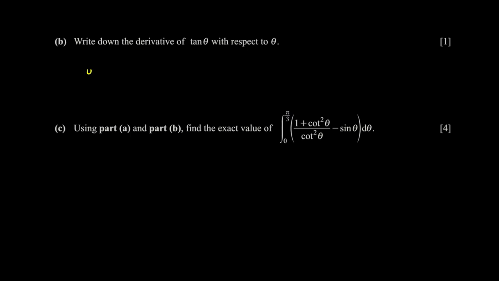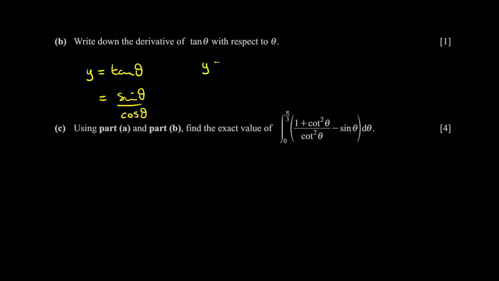Okay, well, hopefully you should know that if y is equal to tan theta, then the derivative y prime will be equal to sec squared theta. But let's say that you don't know that. How could you find it out? Well, tan theta is sine theta over cos theta. And so what we've got is one function divided by another function, and therefore we can use the quotient rule.